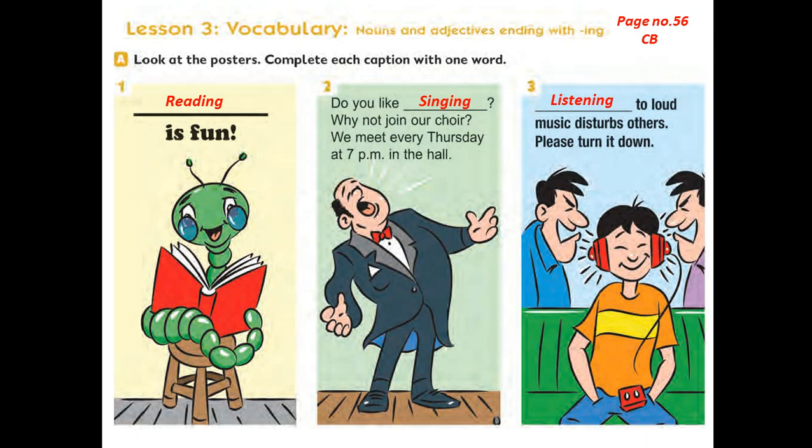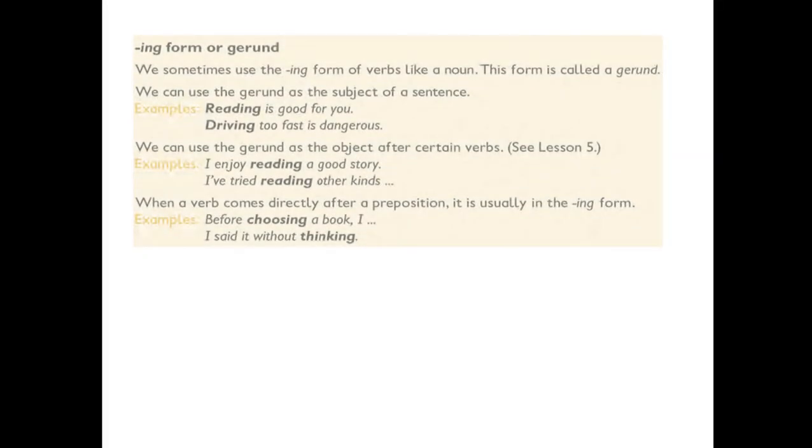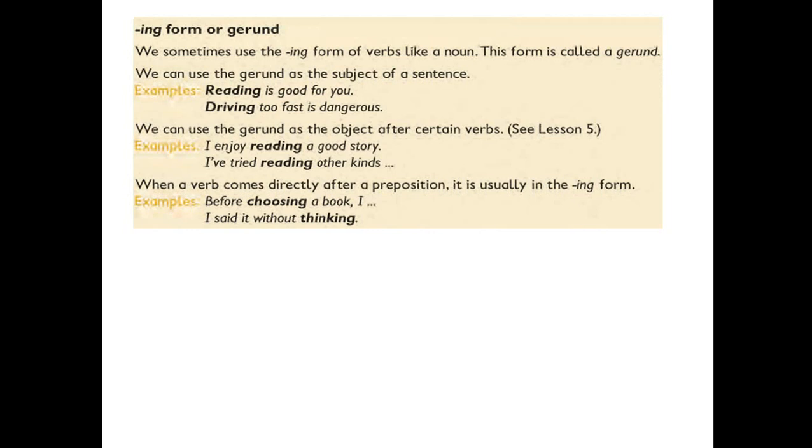Let's see the next section. Read the information and check your answer in exercise A. This information is important. The first sentence might come as true or false, so be careful with the first sentence. We sometimes use the ing form of verbs like a noun. This form is called a gerund. We can use the gerund as the subject of the sentence, so this gerund could be at the beginning of the sentence.